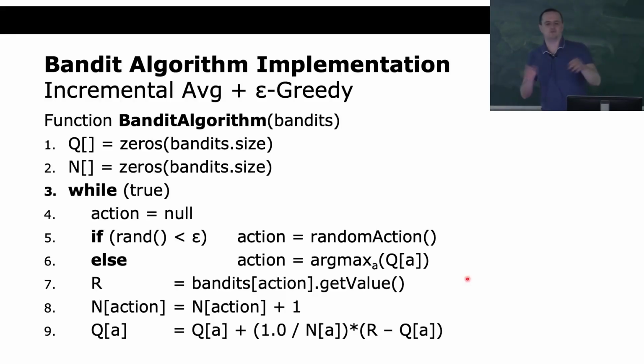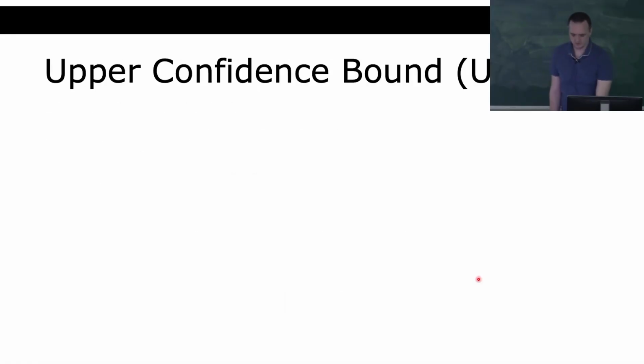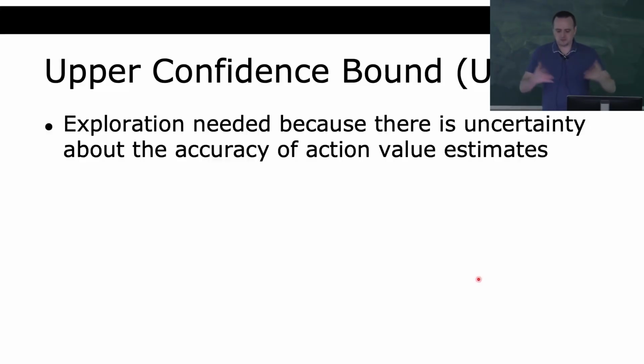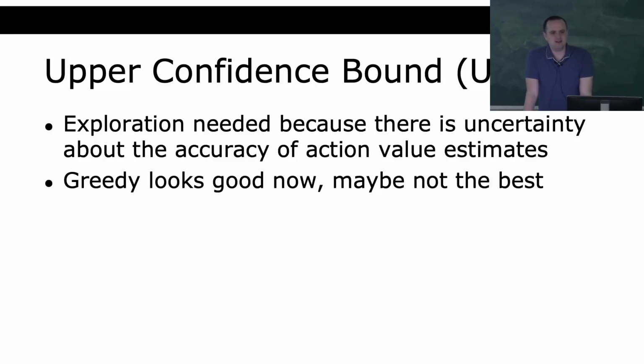And then over time, if you play this a few thousand times or whatever, hopefully by then you start pulling the right slot machine most of the time. Okay, so it's pretty intuitive, and that's reinforcement learning. It's pretty basic, but you are storing your values of actions and you're using those values to choose an action. Okay, that's it. There are other ways to choose actions rather than just choosing randomly. And so exploration is needed because there's uncertainty, right, about the accuracy of your action value estimates. Greedy looks good right now, but it may not be the best. We do have to explore.